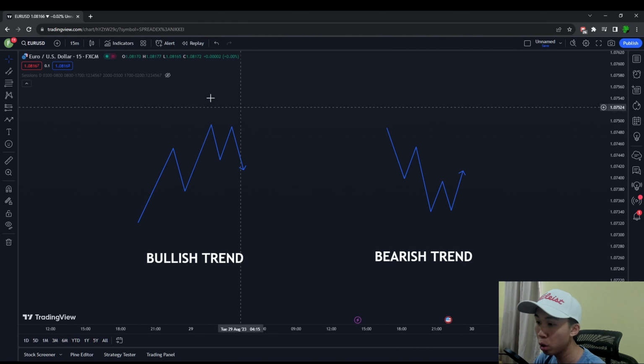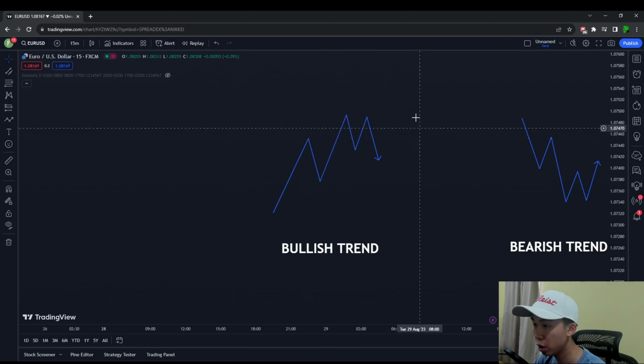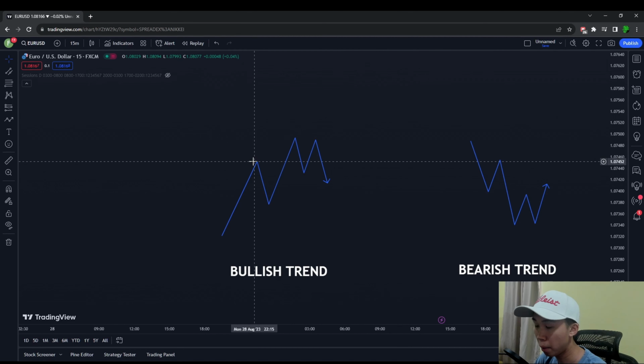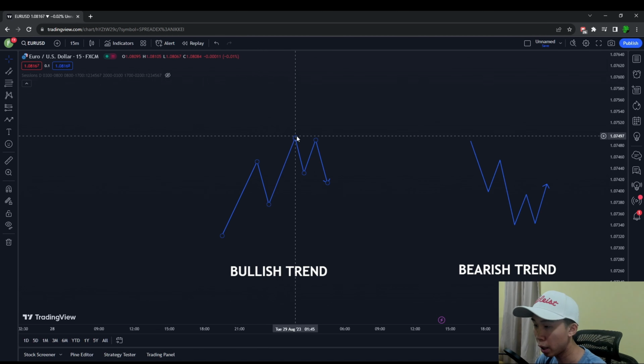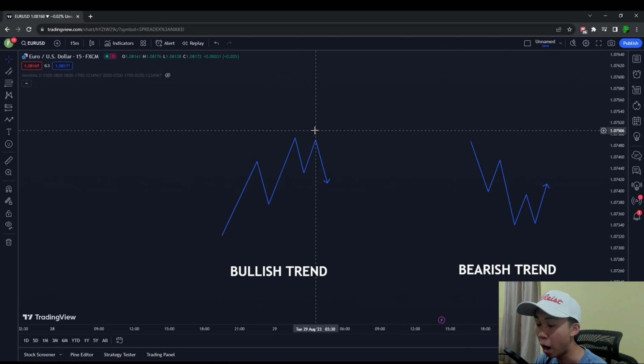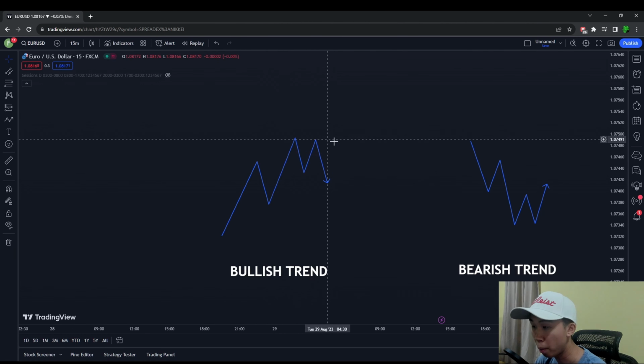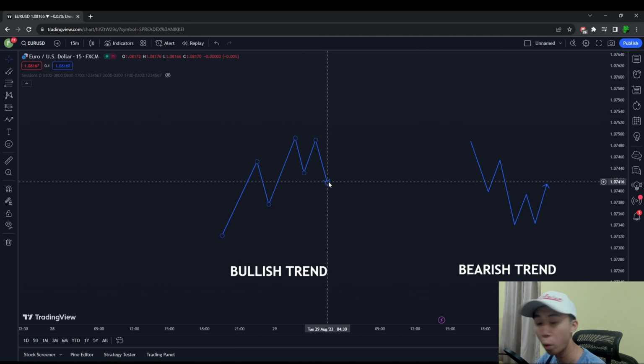So we have a bullish trend here and we have a bearish trend. Let's go through the bullish trend first. We have a strong up move and a retracement, push up again, retracement again. Now the next push up was not able to break this high, and many traders would think that price could potentially reverse because it's forming a double top and price is starting to reverse back down, and that is when traders think that the trend is going to reverse.